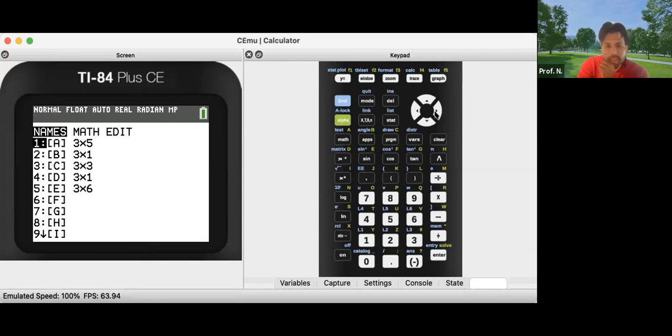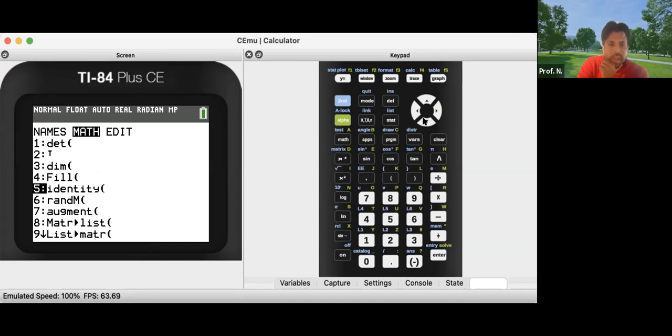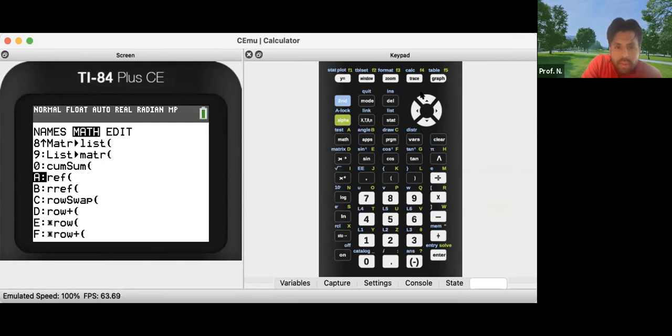And you go under math. Under math, you have all these different operators that you can apply to matrices. So you can even find the dimension of certain things here. You can augment, but the most common functions we deal with are determinant. We have used the transpose sometimes, but we mostly use the determinant. And if you go to the bottom, you have row echelon form and row reduced echelon form. So it's math, and then you go to this B option and press enter.